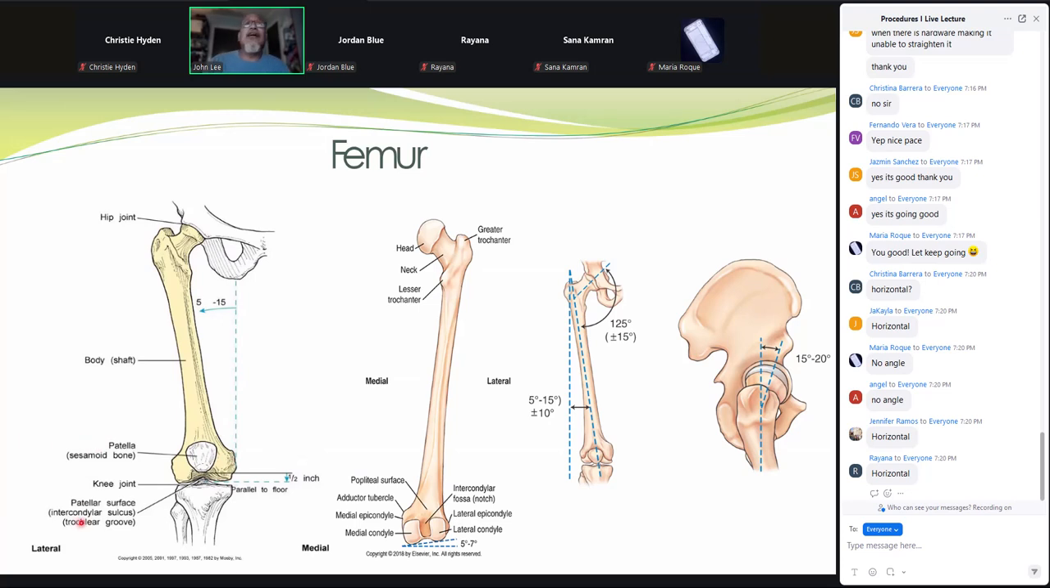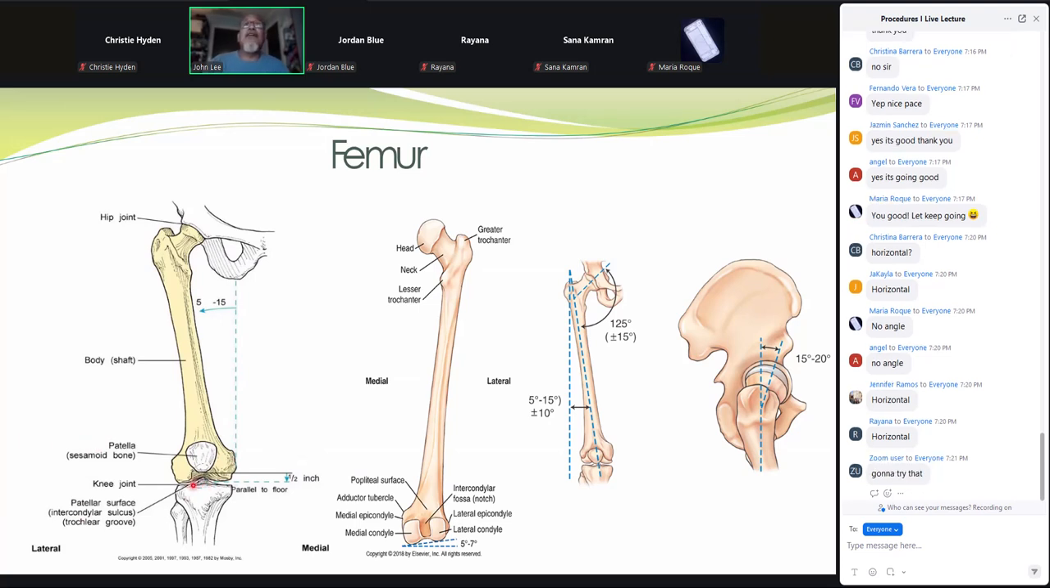Let's see, intercondylar sulcus in the femur, the trochlear groove, the intercondylar fossa notch posterior on the femur. Remember, the popliteal surface is on the posterior aspect of the femur, and the lesser trochanter is as well. It's on that posterior aspect of the femur.